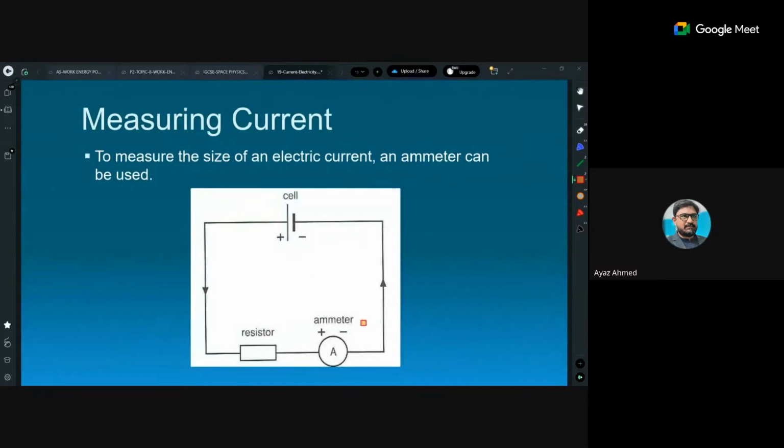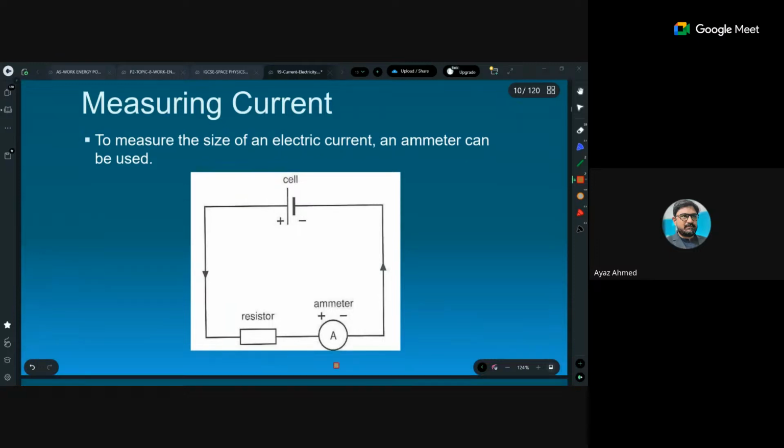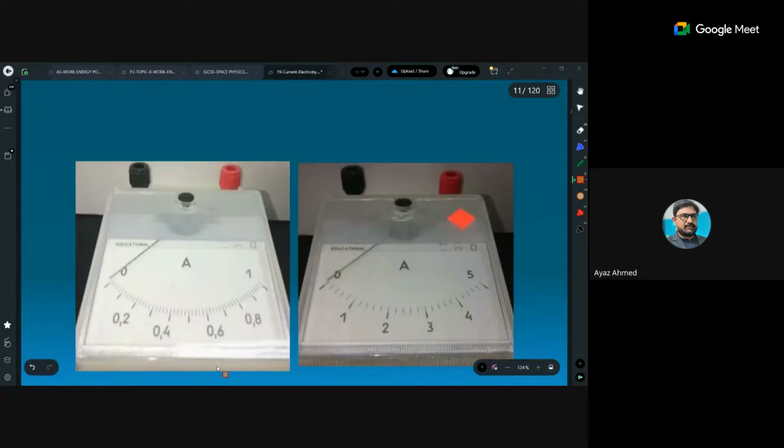then we will talk about the measuring of the current. Measurement of the current is with the help of an ammeter, which is always placed in series in the circuit, in series with the battery and the resistor, which are the components in the circuit. The ammeter is placed with the right polarity. How? I will show you the diagram. Actually, this is an ammeter. In the ammeter, there are two terminals. One is red, one is black. The red terminal is considered positive, and black is considered negative.